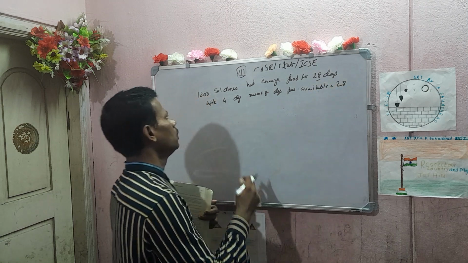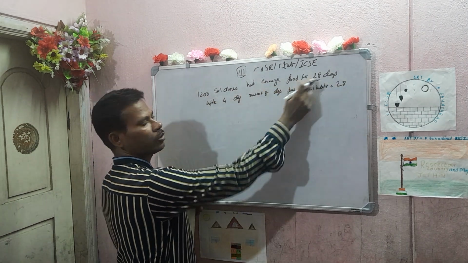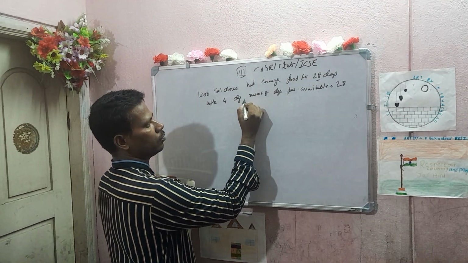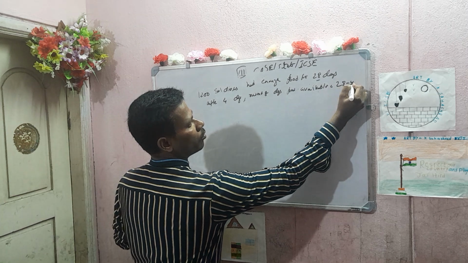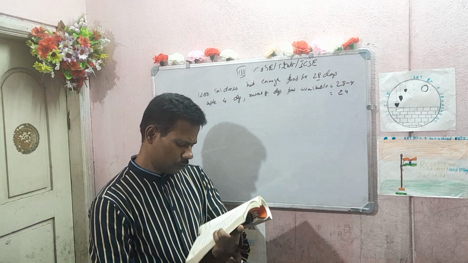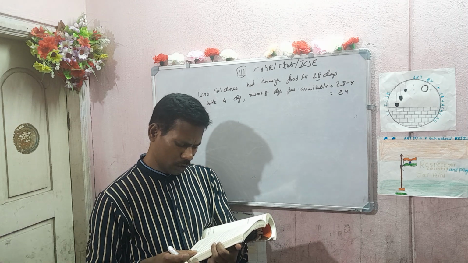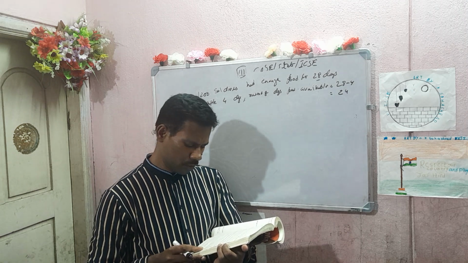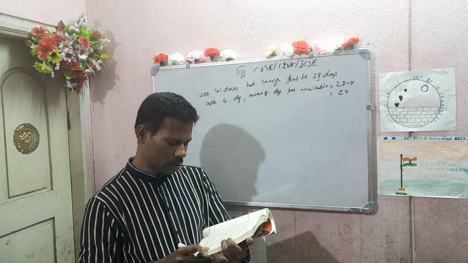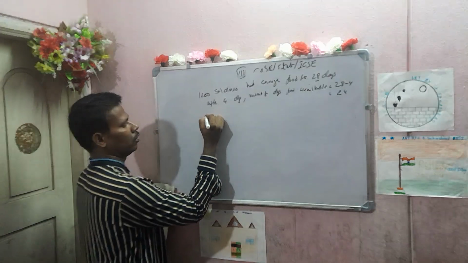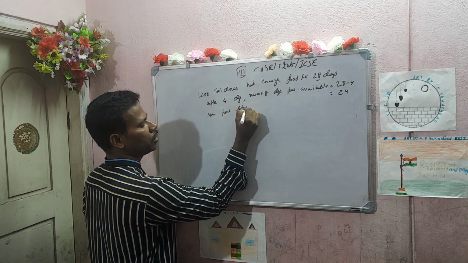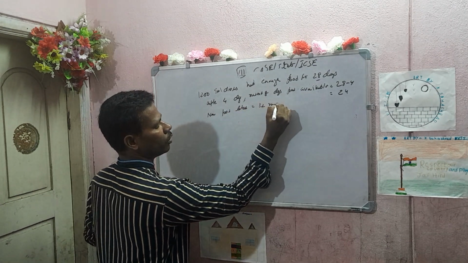1,200 soldiers had enough food for 28 days. After 4 days, the number of days available is 28 minus 4, that is 24. Now, he is asking how many soldiers left the fort so that the food lasted for 32 more days.